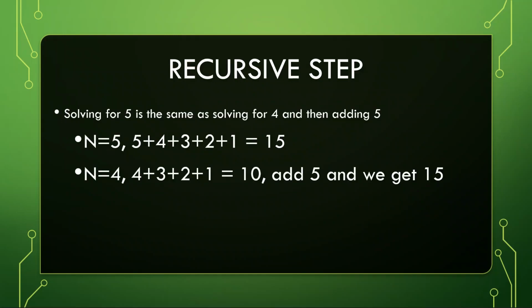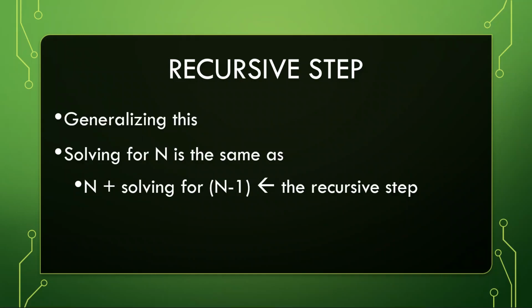Now the recursive step itself: solving for 5 is the same as solving for 4, then adding 5 to it. So if n is 5, we could have 5 plus 4 plus 3 plus 2 plus 1, which is 15. But if n is 4, that's 4 plus 3 plus 2 plus 1, which is 10. Then add 5 to it, we get 15. And we see, okay, this is the same problem, but one's smaller. So if we take our current number and add it to a recursive step, breaking it down to n minus 1, we have a recursive step where we're shrinking. So generalizing this, solving for n is the same as n plus solving for n minus 1. And n minus 1 is the recursive step.